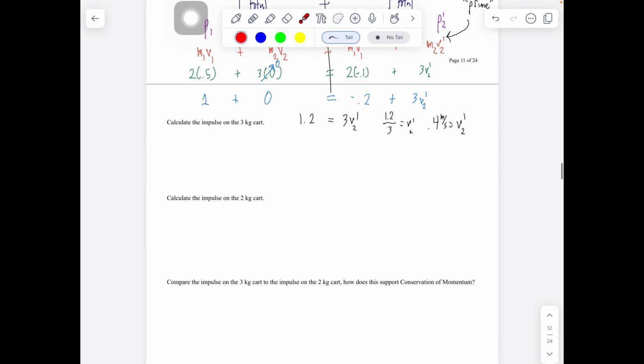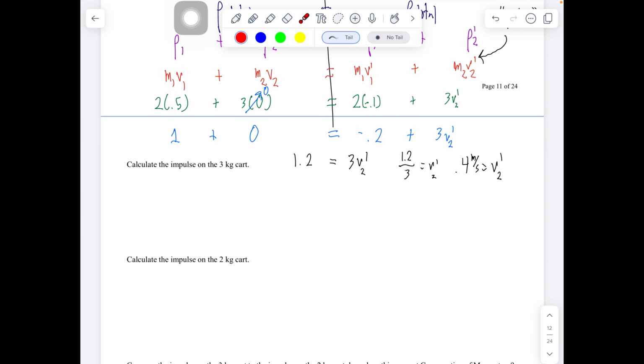Lovely. Calculate the impulse on a 3 kilogram cart. Remember, I stressed in class so much: impulse is the change in momentum. They are the same thing. Impulse causes and is equal to a change in momentum. So really we're asking, calculate the change in momentum on the 3 kilogram cart.